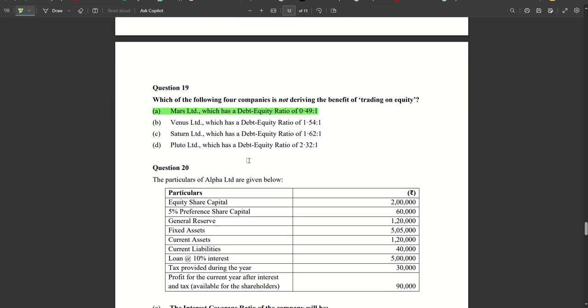The next one is a very interesting question. Which of the following four companies is not deriving the benefit of trading on equity? Now, if you understand the concept of trading on equity, the company gets benefited, or rather, the shareholders get benefited from the amount borrowed via debt. So if a company is having low debt, that means they are not deriving the benefit of trading on equity. So Mars Limited is the answer here, which is having a very low amount of debt.